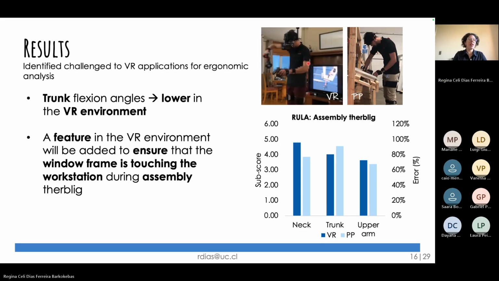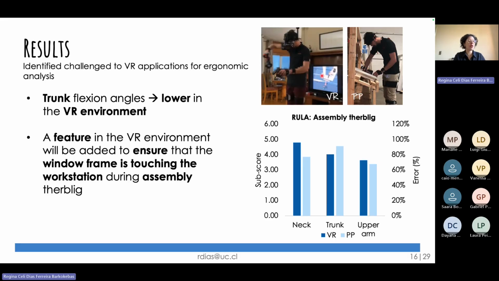So those kinds of things are good to happen in a way that you can verify that they cannot happen. So basically, after that, we changed the virtual environment so they cannot continue doing the task if some element should be touching the workstation, because it would be in real life. They cannot proceed and move on until they place the element in the workstation.